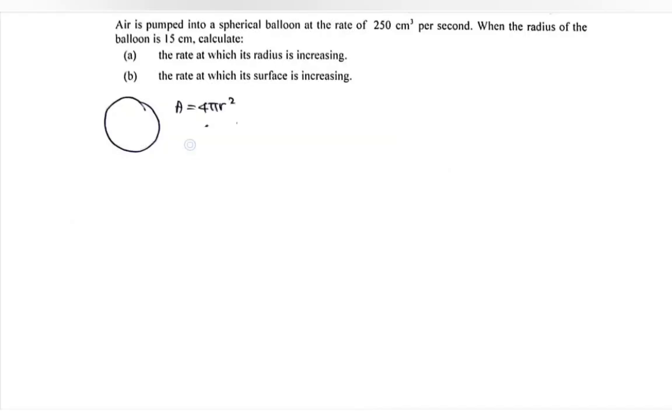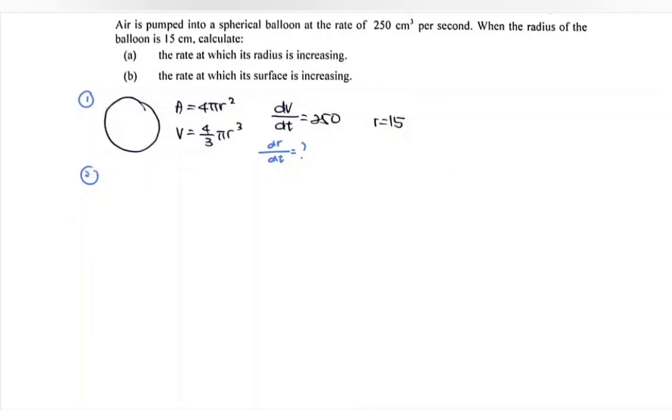We have the volume. So if it refers to the question, they said we have the rate 250 cm cube per second when the radius of the balloon is 15 cm. So we can illustrate r is equal to 15 cm. So kindly refer to the question A, the rate at which the radius is increasing. So the first step is to extract the info, including the situation given. We have dr dt, which is the question mark.